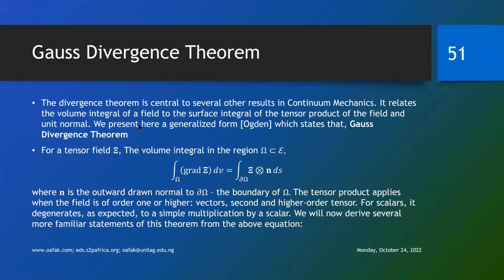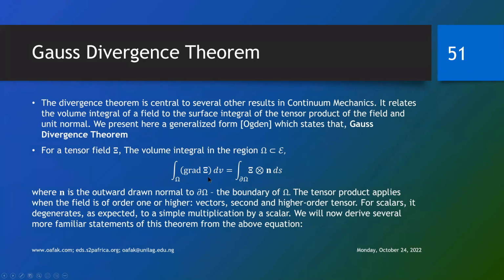This generalized form, I saw it in a book by Ogden. Nonlinear Elastic Solids is the name of the book. It's an advanced book, so I'm not recommending you to go and read it at this stage. But that is the most general form of the Gauss divergence theorem.